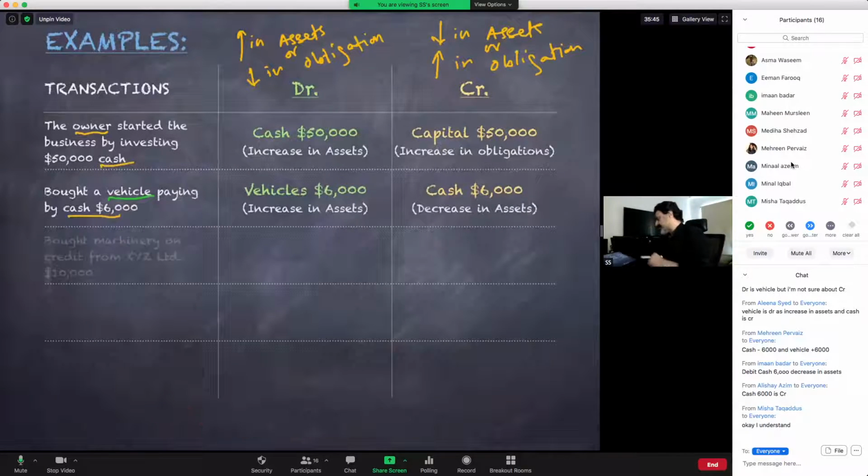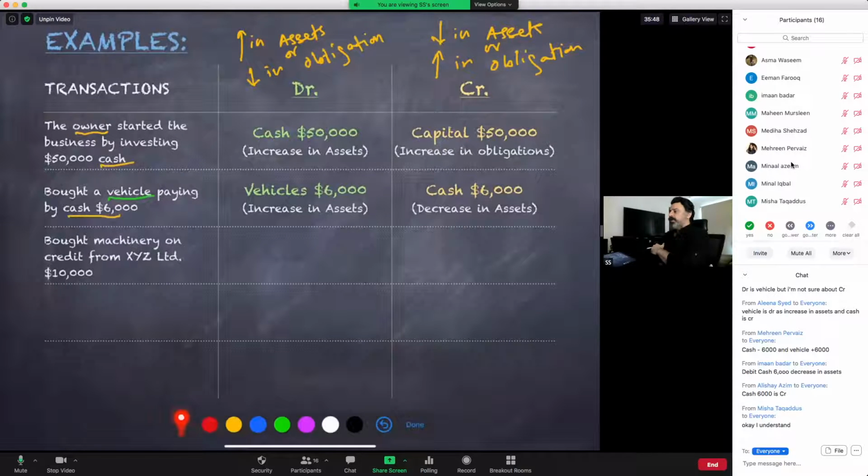The next transaction is that we bought machinery on credit from XYZ Limited. We know the term, this particular credit is not to be confused with the other credit. That one is the credit we use to describe the effect of a transaction, but this credit is used to describe the nature of the transaction. It simply means that the cash was not paid or received. This particular credit means that we have bought something and we have not given the cash or settled our debt yet.